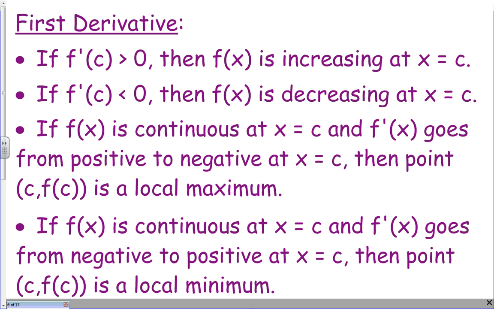On the other hand, the last bullet there says if f of x is continuous at x equals c, and f prime goes from negative to positive, now the other way around, at x equals c, then the point c, f of c, is a local minimum. That's because your function was decreasing, so f prime is negative. It hits the local minimum, and then after that, the function has to start increasing again. So f prime will become positive.